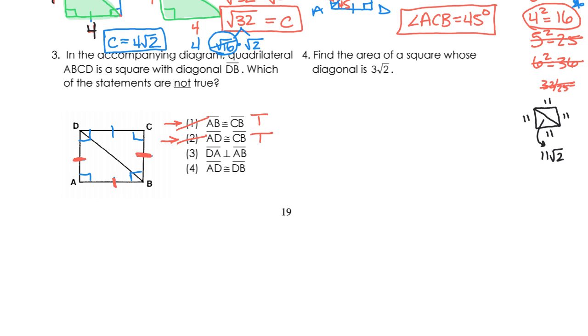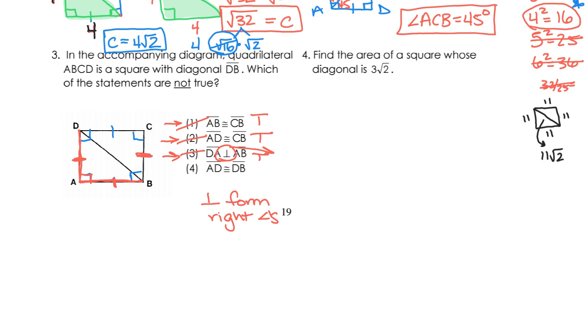Number 3, DA, which is a side of my square here, is perpendicular to AB. Okay? DA is perpendicular to AB. Well, hopefully you guys know that perpendicular lines form right angles. So are these two sides forming a right angle? They absolutely are. And so this is going to be true again. Okay? All right, last one.